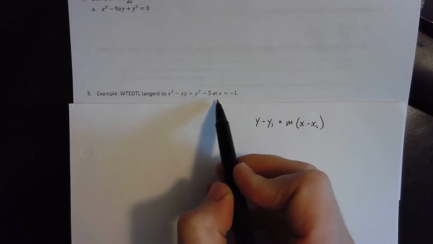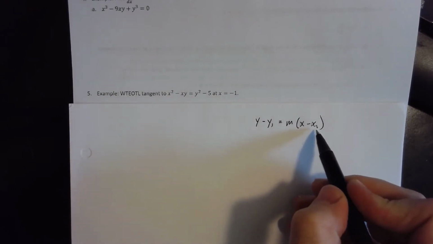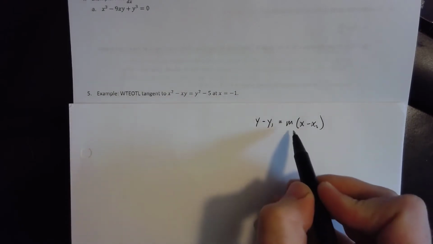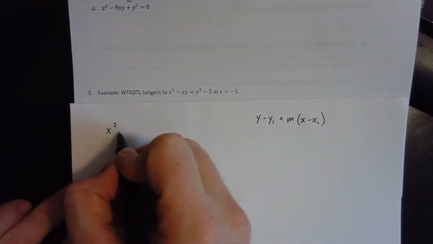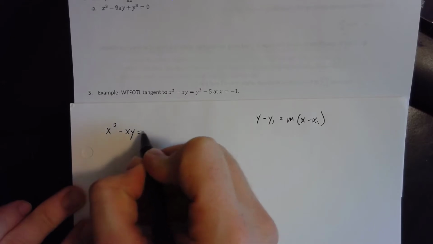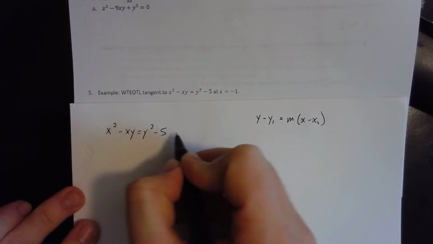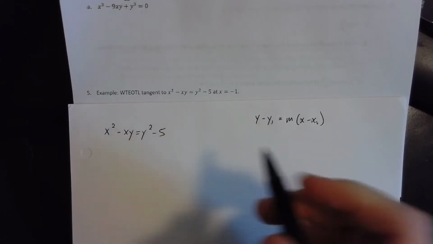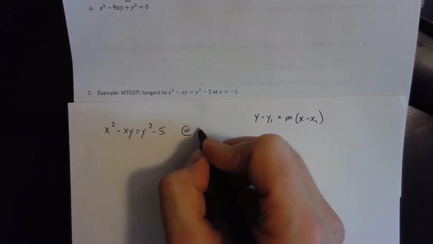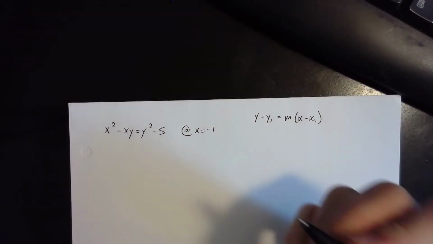Well, in this problem we are given x equals -1, so we have x1. We still need y1 and we need m. So the reason why every time we look at write the equation of the line tangent to in these equations, the reason why we take the derivative is to find that slope. So I'm going to go ahead and write down this question over again, x equals -1.